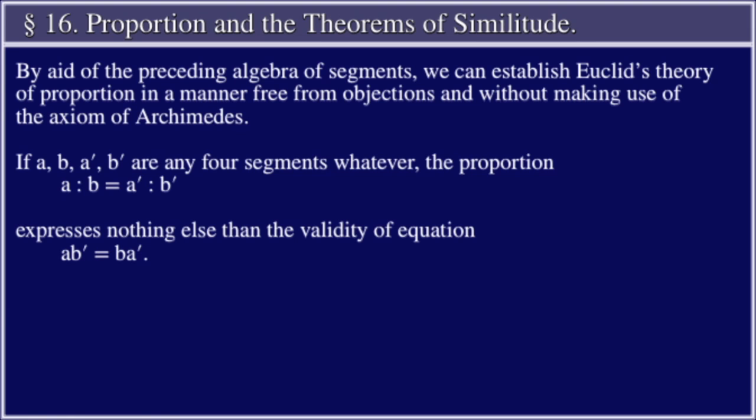By the aid of the preceding algebra of segments, we can establish Euclid's theory of proportion in a manner free from objections and without making use of the axiom of Archimedes. If A, B, A', and B' are any four segments whatever, the proportion A is to B equals A' is to B' expresses nothing else than the validity of the equation A times B' equals B times A'.